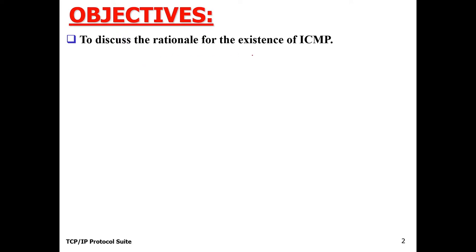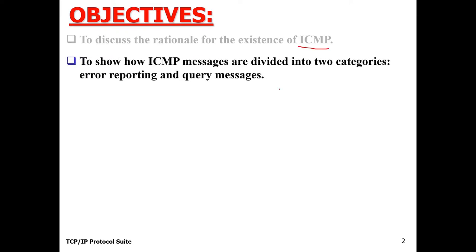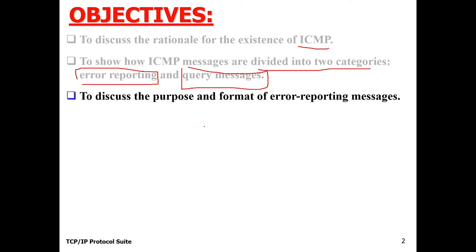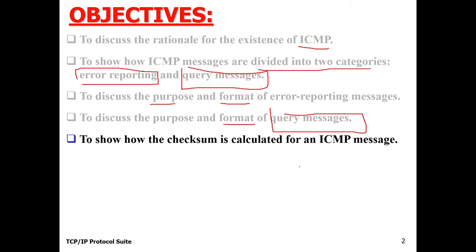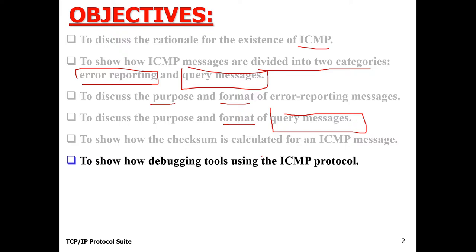So we're going to discuss the rationale for the existence of ICMP, and then we'll show how ICMP messages are divided into two categories. One is error reporting, and the other is query messages. So there are two functions. Then we discuss the purpose and format of the error reporting messages, and then the purpose and format of the query messages. And then we'll show how the checksum is calculated for the ICMP message.